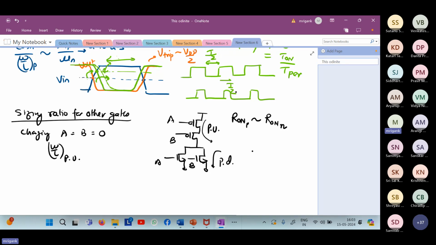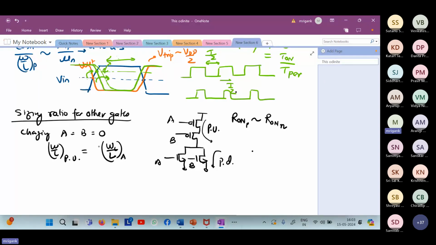Now, what is the effective W by L of the pull up? Because now they are coming in series, and for the worst case, the only case where it will charge is A equal to B equal to 0. So what is the effective W by L of the pull up? If it is in series, what will happen to the R on? R on will add up, right? It will be doubled. Because R on is inversely proportional to W by L, the W by L effective will be W by L of A and B, assuming they are equal, divided by 2.